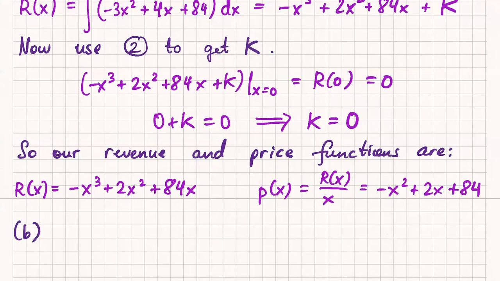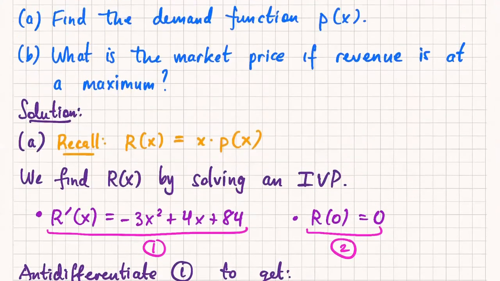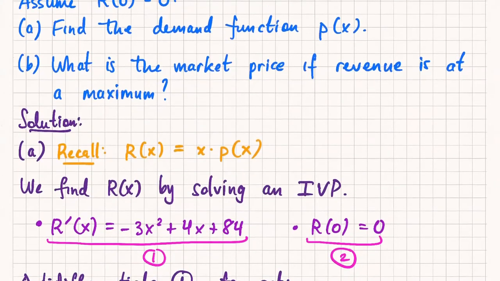Now let's look at part B. So part A was the new material. Part B is actually old material. Part B is something that if you knew the answer to part A, you should have been able to figure out. You could have done this last week. Part A is the stuff we did new for today's lecture. So why is part B old material? What is the market price if revenue is at a maximum?